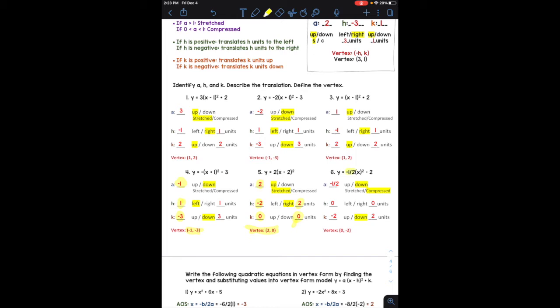Lastly, for number 6, our A value is negative 1/2. Since it's negative, it's going to be telling us our parabola will be concave down. And since it's a fraction, it's going to be compressed across the coordinate plane or wider than the parent function. As you could see, there's no operation inside the parentheses there telling us H is 0, so this parabola isn't going to move left or right. However, there is a K value at the end after the x squared, which is negative 2, so this parabola will be moving down 2 units, making the vertex 0, negative 2.